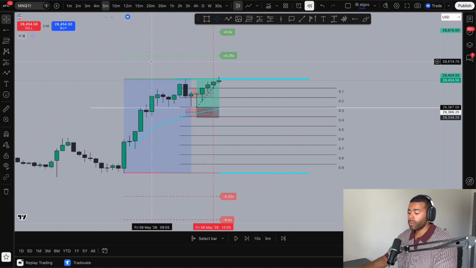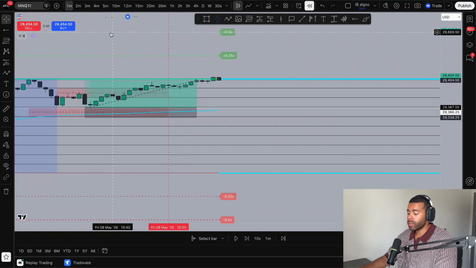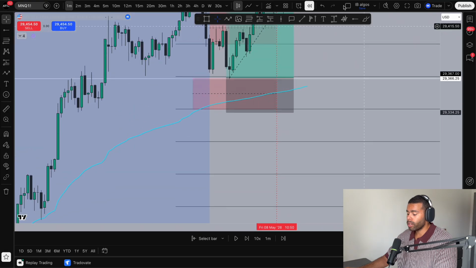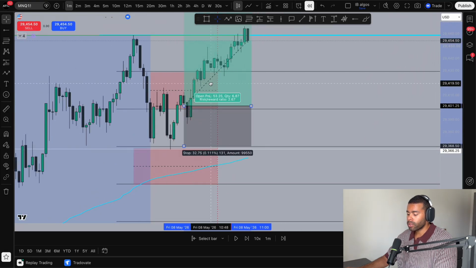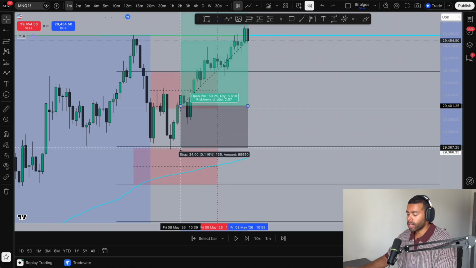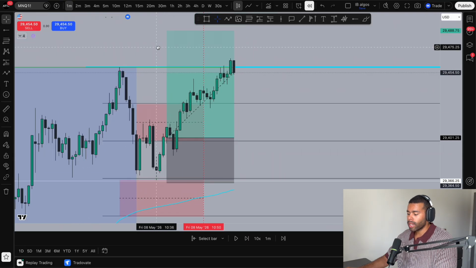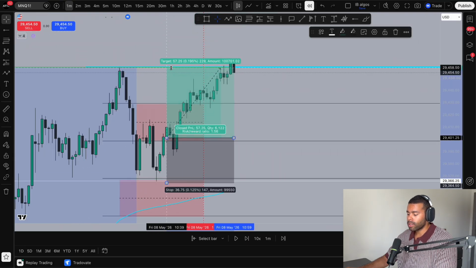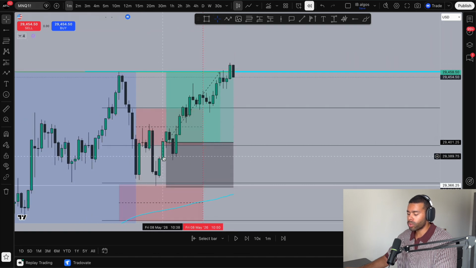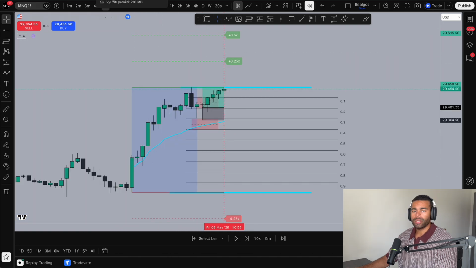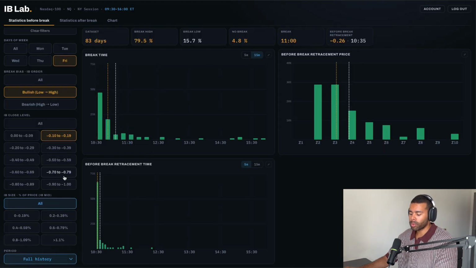So this is one way which we could enter. Another way which we could enter is maybe through some inversion. So we have an inversion fair value gap here. So I would be entering right there with stops below and targets here. So this is how we would form a high probability trade with confluence of ICT. So this is how we can filter out before retracement trades and form high probability setups.